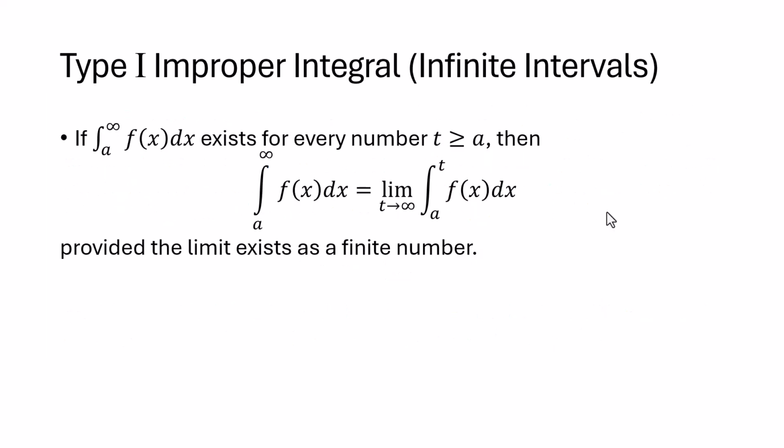Now, for type 1 improper integrals, these are where we consider infinite intervals. So, if the integral from a to t of f(x) dx exists for every number t that's greater than or equal to a, then we may also conclude that the improper integral from a to infinity of f(x) dx is equal to the limit as t approaches infinity of the integral from a to t of f(x) dx, provided the limit exists as a finite number.